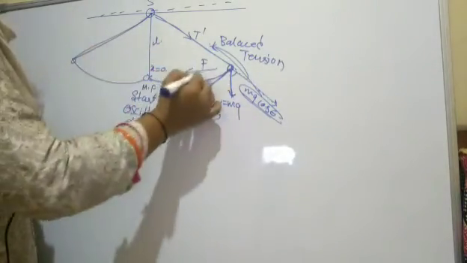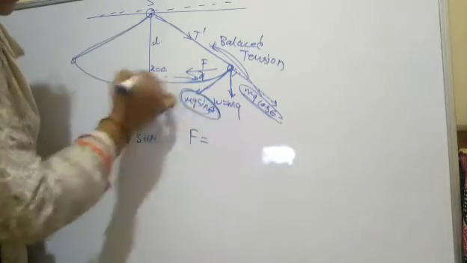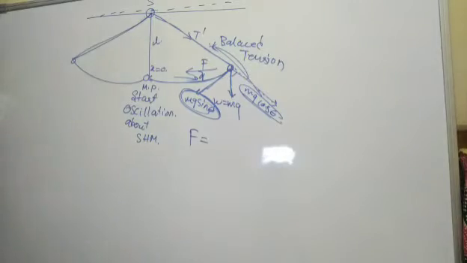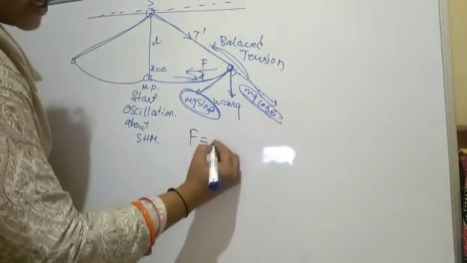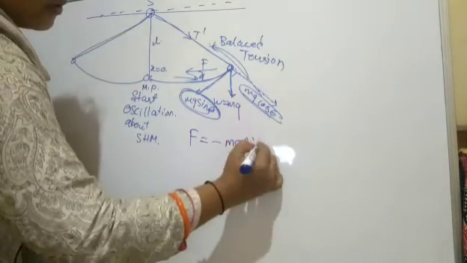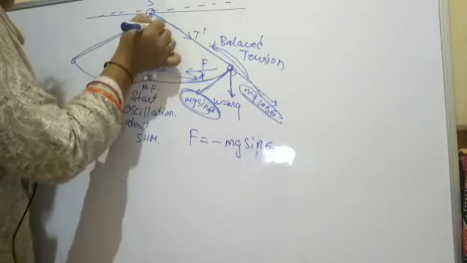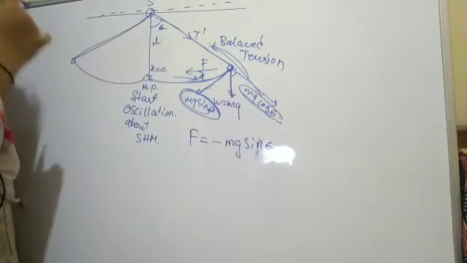Force is there, this is the displacement. So I can write it here, mg sin theta is responsible for creating the restoring force for the bob towards the mean position. So I can write F is equal to minus mg sin theta. Here also theta, the same form is coming.